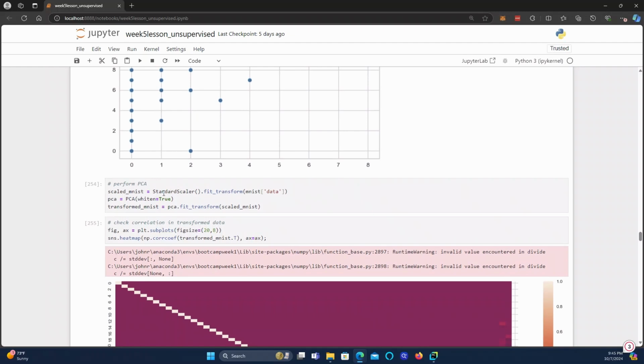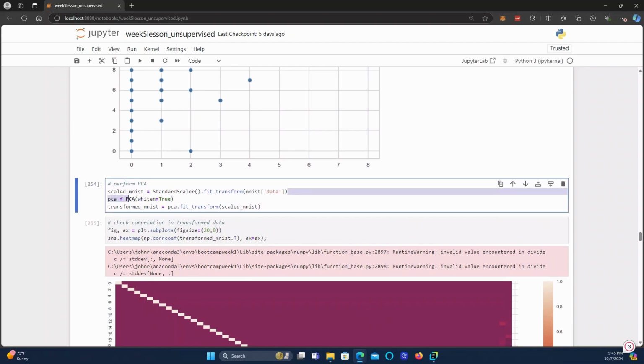So here I've got a standard scaler, and I'm doing a fit transform on the data. And then when I'm calling PCA, I leave whiten equals true. Now this whiten equals true is supposed to do standard scaling for you, but it doesn't hurt to just do it twice. It's not an expensive operation. I did it twice to be safe. And then I'm calling PCA.fit_transform on the scaled MNIST data.